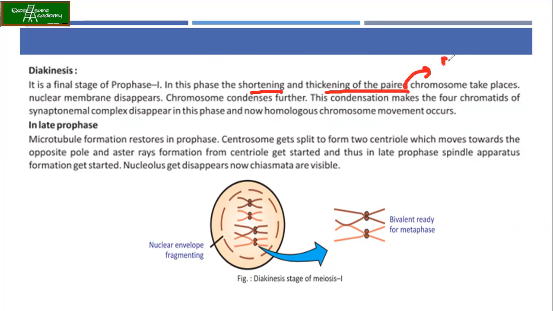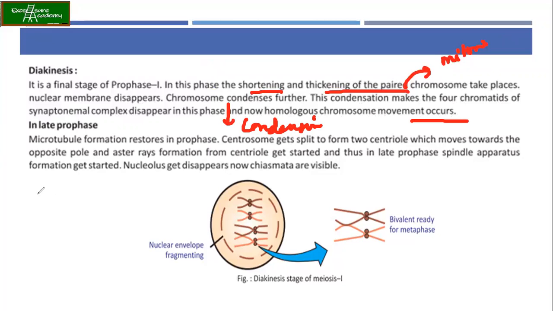So this is also again similar to mitosis. The nuclear membrane disappears, and chromosomes condense further. So you know what that protein is called? It is called condensin. Okay. Now this condensation makes the synaptonemal complex disappear in this phase, and now homologous chromosome movement occurs. Now why is this movement required? Because it has to enter the next phase of meiosis.